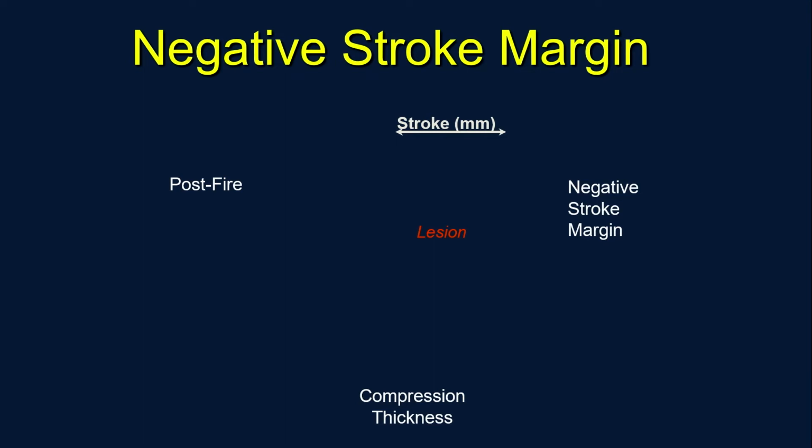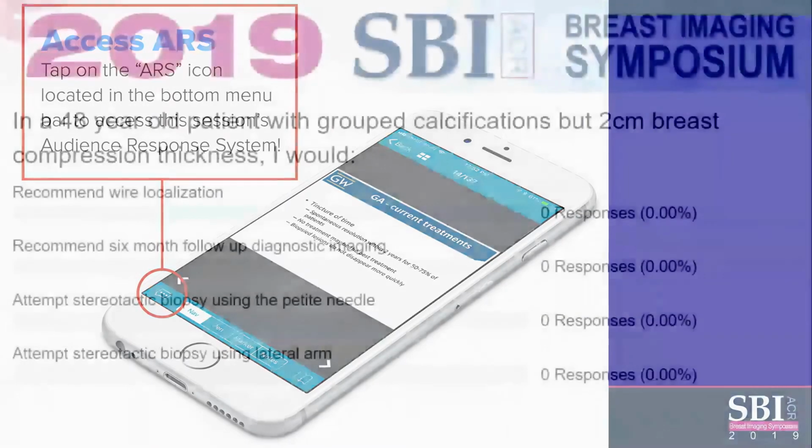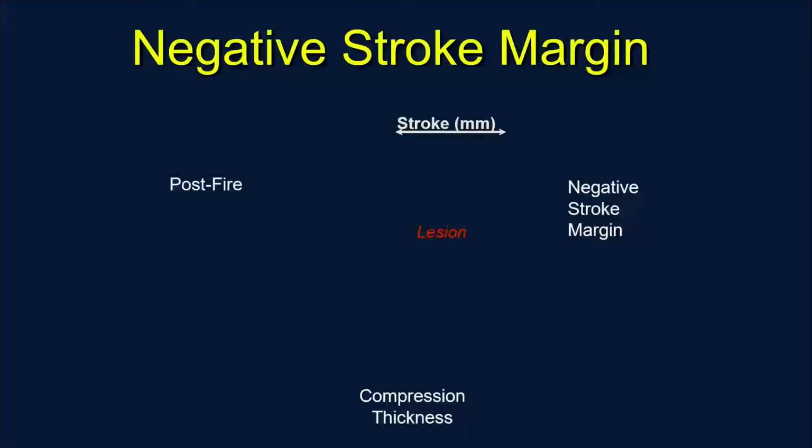Why do we have this? I don't know. Try going down again. Okay. Oh, well, I don't know. Well, we got an extra. Oh, my negative stroke margin picture didn't show up. Okay, that's all right.